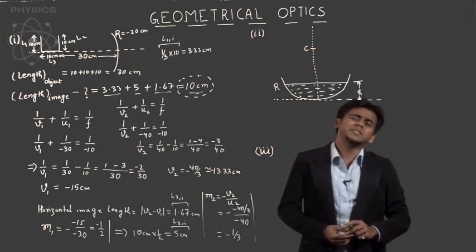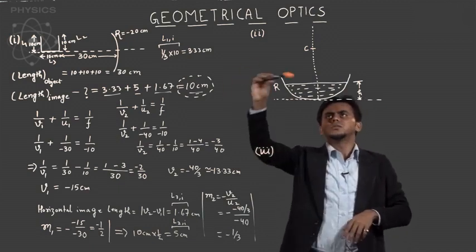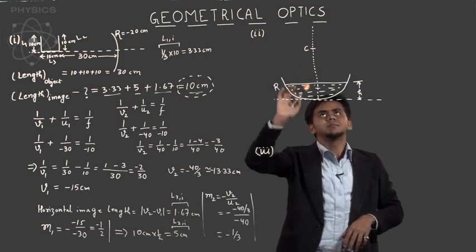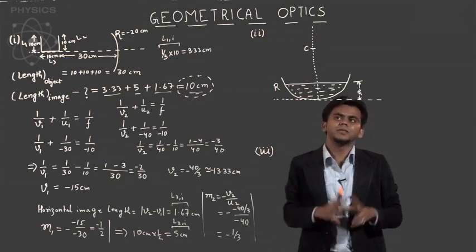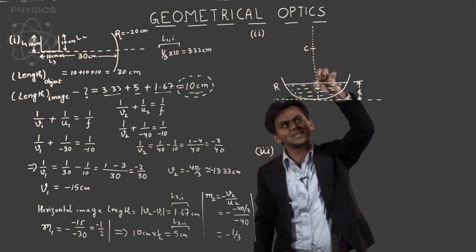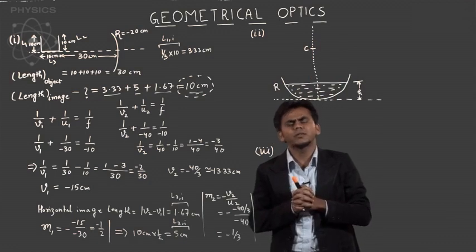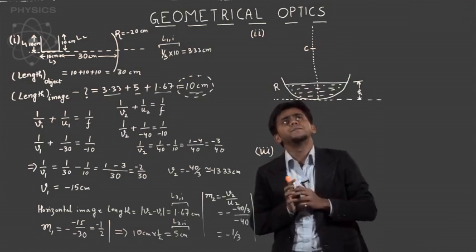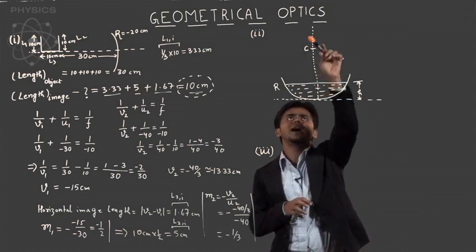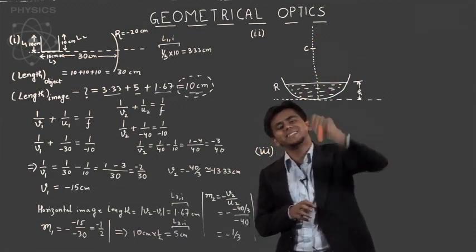What you need to find out is how high a point object should be kept here, near to the principal axis, not at the principal axis, because the moment you keep an object at the principal axis, the ray would proceed like this and turn back by normal incidence in the same line. So that's not required for us. What I need is slightly away from the principal axis. So how high should it be kept so that the image is formed on the object itself?